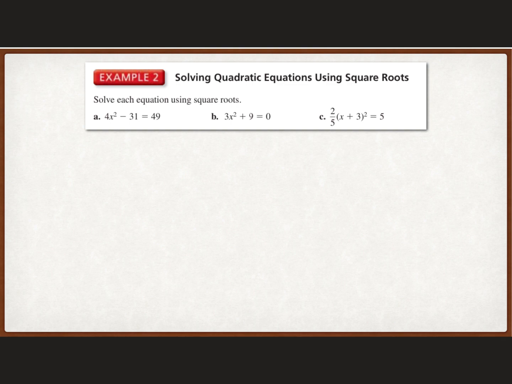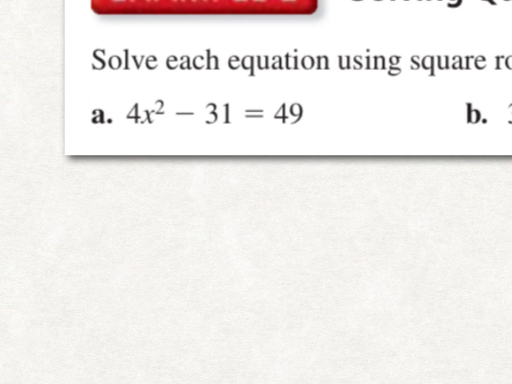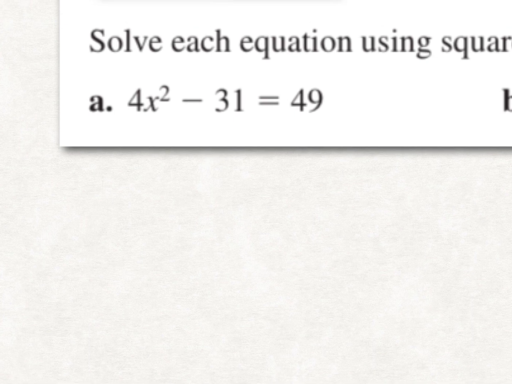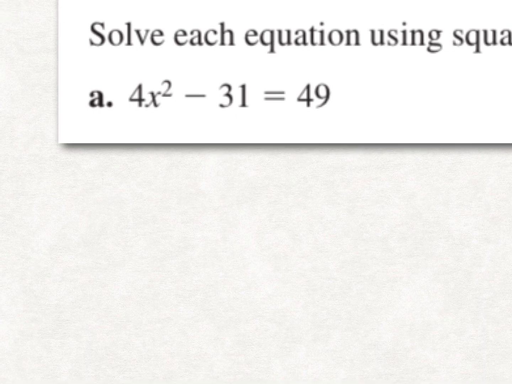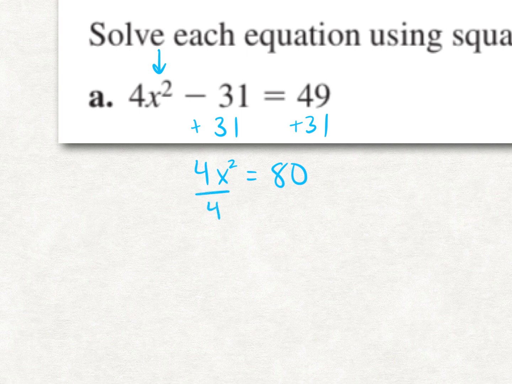So looking at example 2, we have to solve each equation using square roots. So for A, I would need to get my x squared term all by itself. So I'm going to add 31 to both sides. So 4x squared is equal to, this would be 80. Step 2 is divide both sides by 4. So x squared is equal to 20.